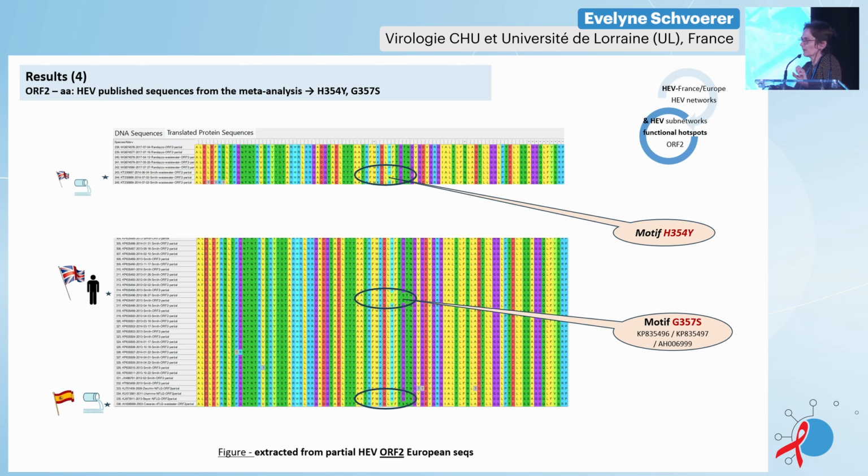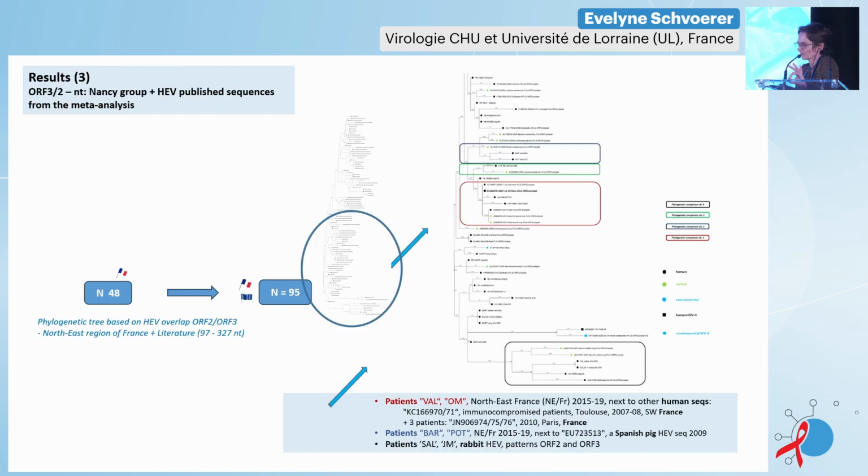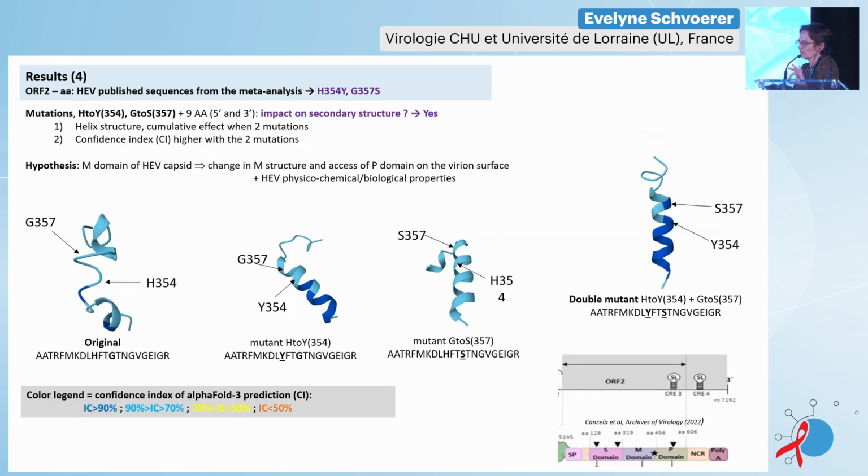And for the last part of the analysis, to go to the conclusion, the other analyses are on specific modifications of the amino acid. And with AlphaFold 3, we can observe that one modification in an amino acid in ORF2, the capsid, can modify with a very strong impact the helix structure and will also modify the interaction of the external part of the ORF2 capsid protein.